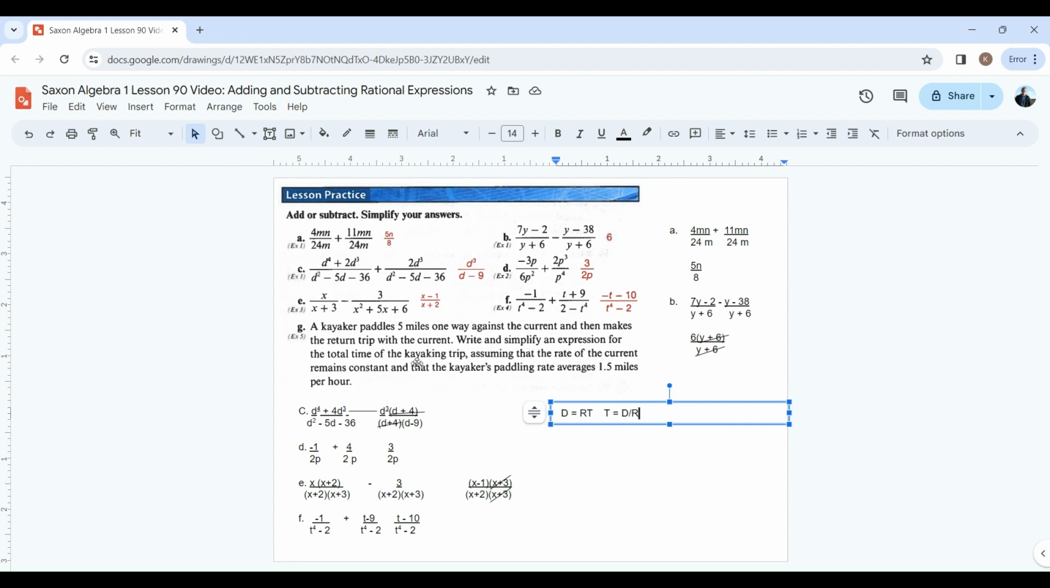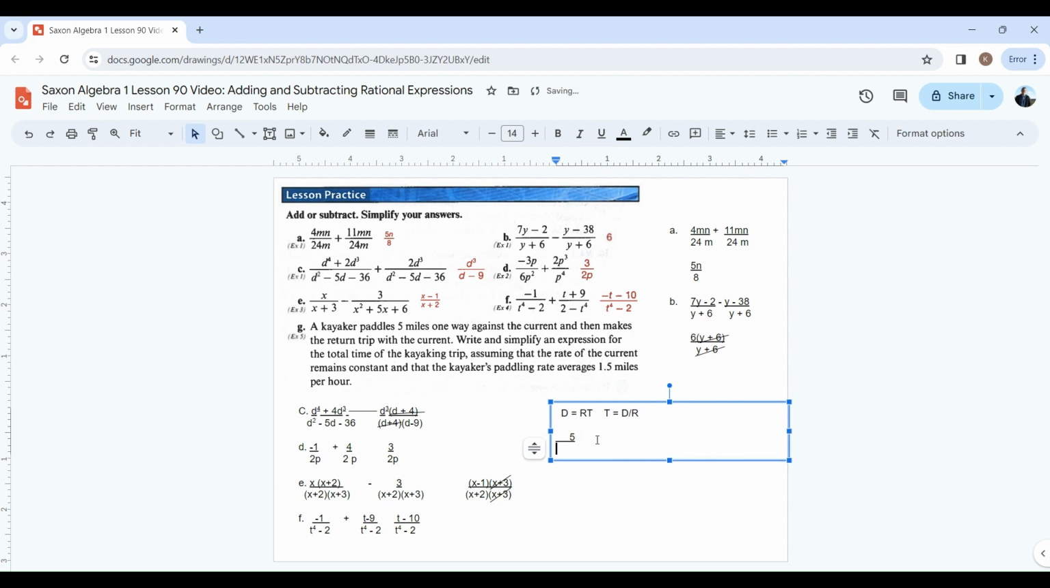Now, there's a certain amount of time it's going to take to go against the current, 5 miles, and then with the current, 5 miles. So here's how this is going to look. The amount of time is always going to be distance over rate. We know that the distance is 5 miles both ways. So 5 miles divided by the rate. Well, what is the rate at which we're traveling?